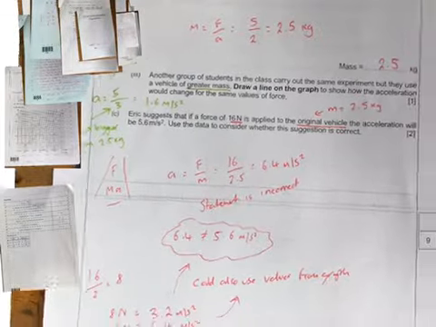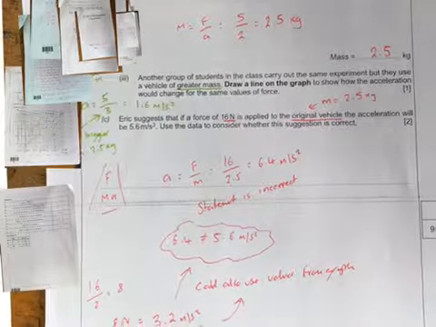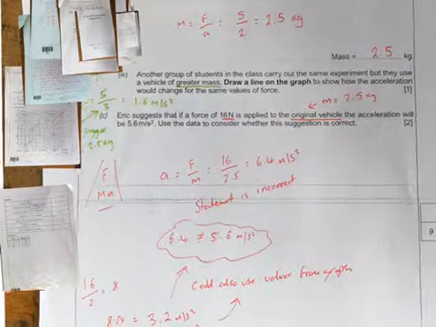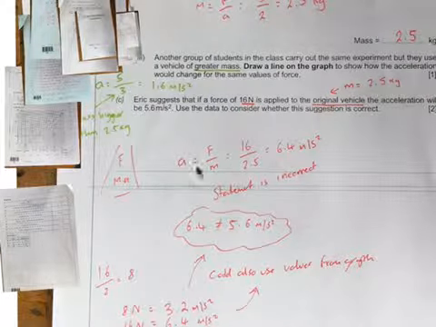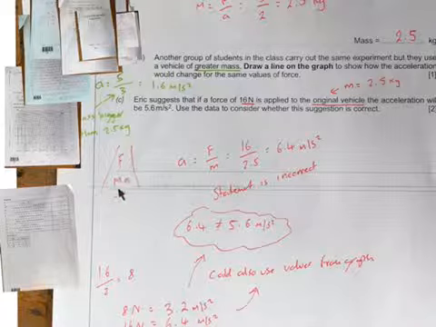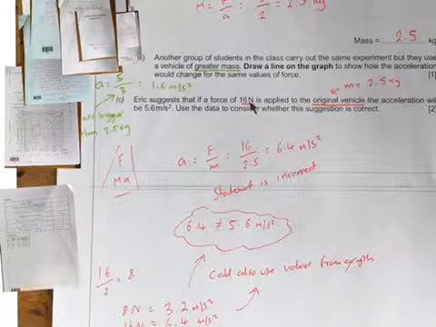And then Eric suggests that a force of 16 newtons is applied to the original vehicle, and the acceleration will be 5.6. Use the data to consider whether this suggestion is correct. So we're literally picking out that formula again, F equals ma. We're looking for the acceleration, because if a force of 16 newtons is applied, the acceleration will be 5.6.